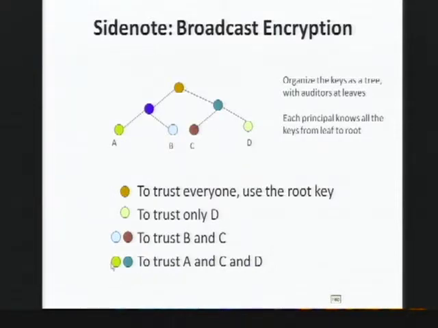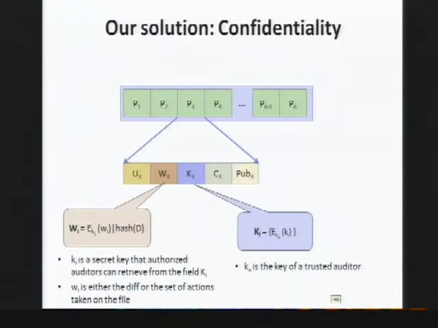But if you trust A, C, and D, then for A you use this key, and for C and D you can only use this key to encrypt it. So at the end of the day, for n auditors, you need log n keys to be included in the chain. So here's again a recap of our solution for confidentiality.